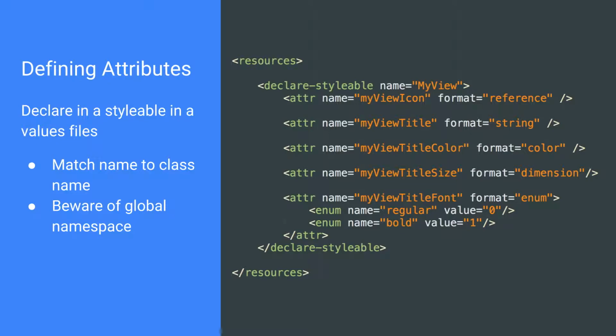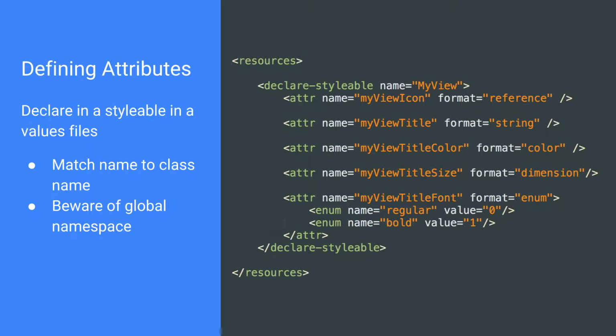One thing to note that you have to be a little bit careful about is that these names are global. There's no real namespacing here, so it's important to either prefix them or just use names that are descriptive. So here we've prepended each one with the custom class name just to make sure that we don't get any collisions. But as you can see here, you simply define something like string, color, dimension.